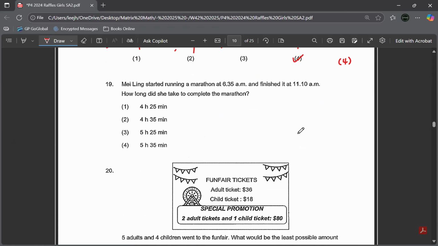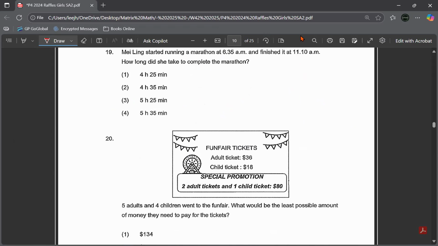Okay, question number 19. Mei Ling started running a marathon at 6:35 a.m. and finished it at 11:10 a.m. How long did it take to complete the marathon? So we have to find the duration. What I always do is count to the nearest hour first, then after that, I count the minutes.